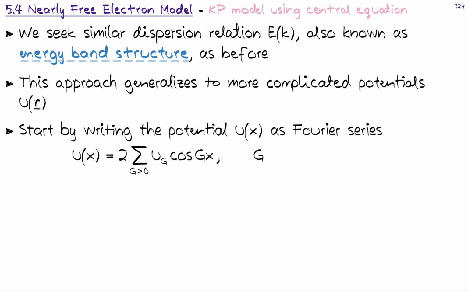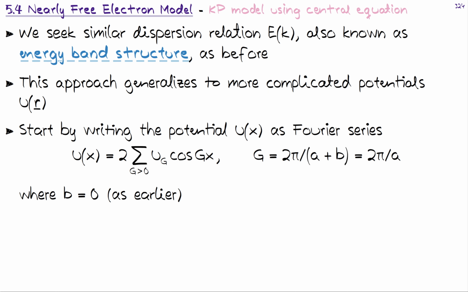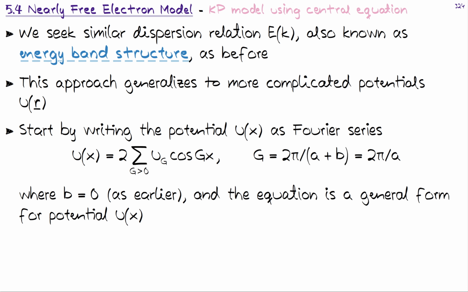And here the reciprocal lattice vector G is of course a scalar because we are treating a 1D case. That is of course 2 pi over the lattice constant, and in our case that would be a plus b, where b was the width of the barrier. And as earlier, we simplified our math to have the b equals 0 case. This also simplifies our reciprocal lattice vector here, so that b equals 0 in our treatment, as we did earlier. And this, of course, is an equation that provides us a general form for the potential.